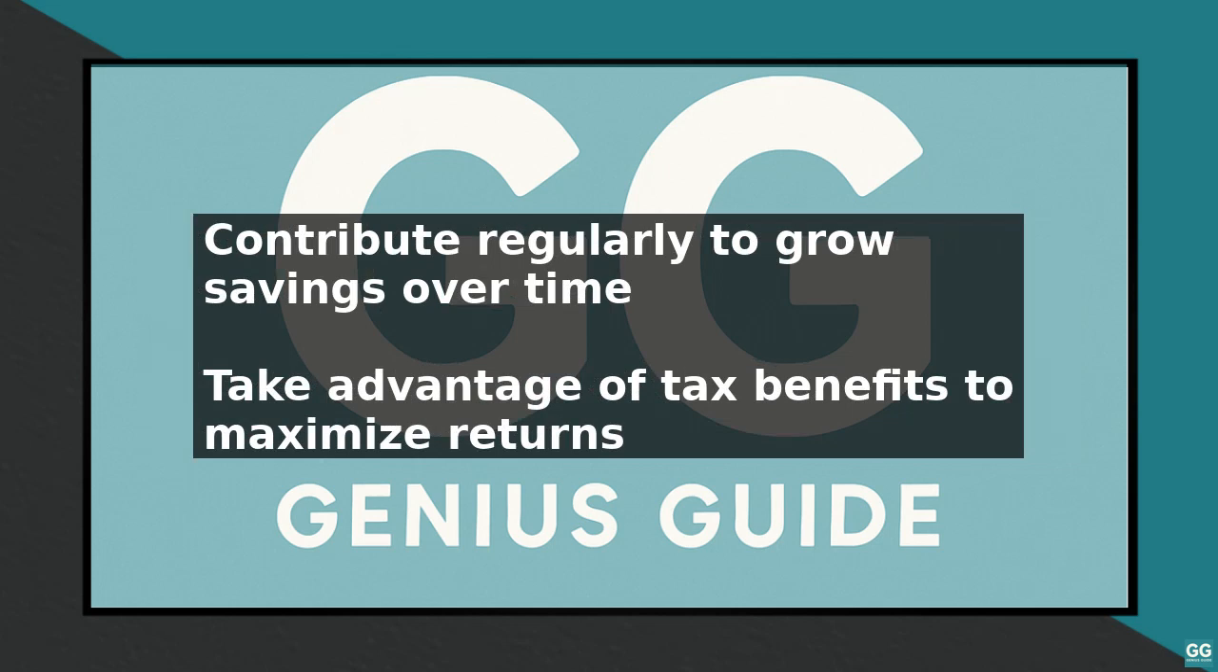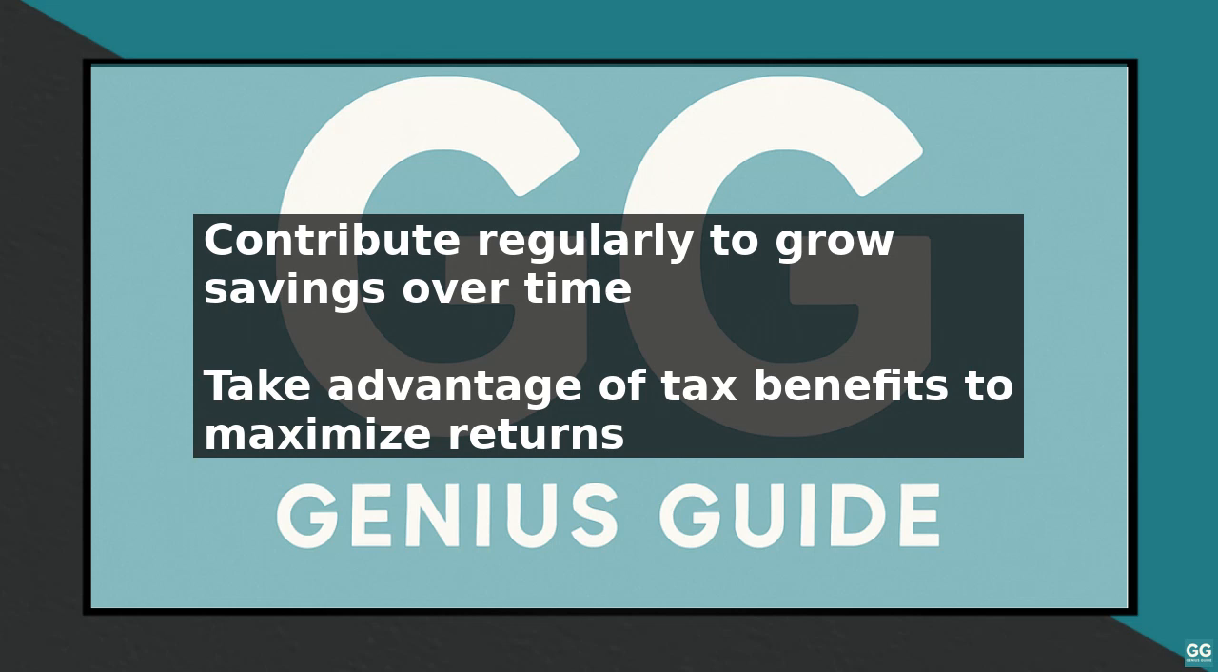Once you have selected your account type, the next step is to contribute regularly. Consistent contributions will help your savings grow over time, and taking advantage of tax benefits can also maximize your returns. For example, contributing to a registered retirement savings plan can reduce your taxable income, while a tax-free savings account can provide tax-free growth and withdrawals.